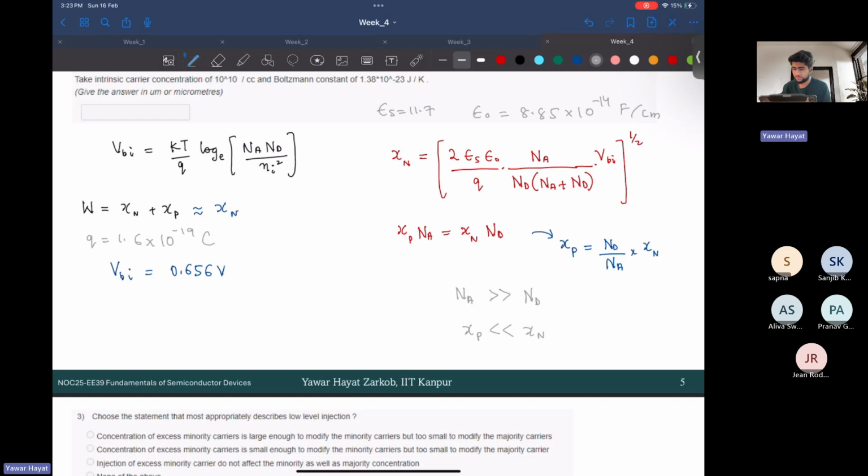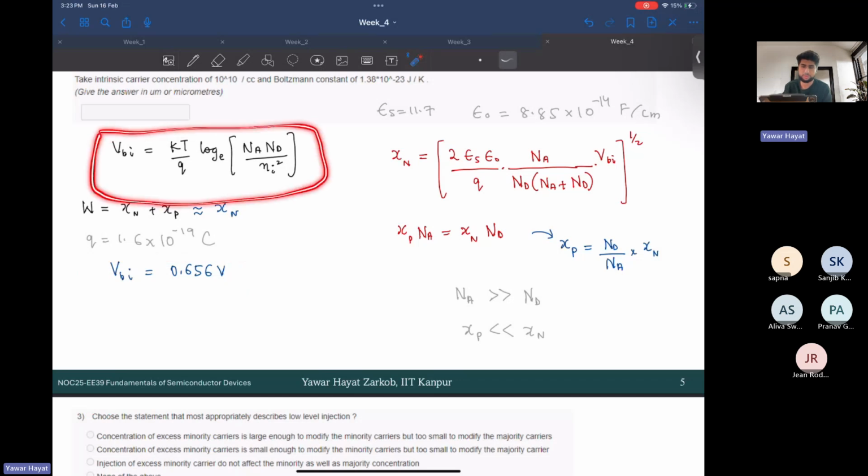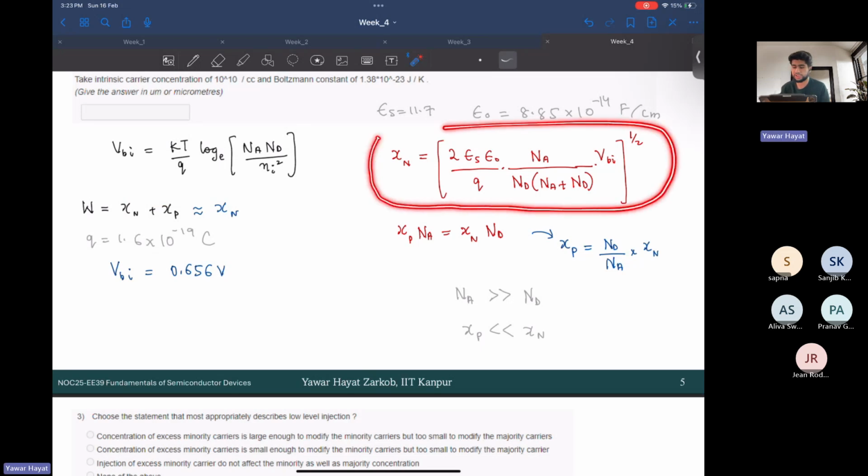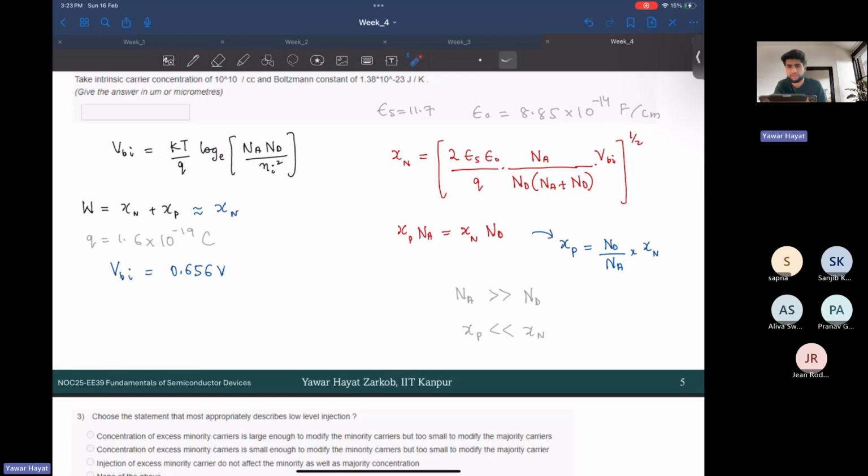Now, q, and VBI I gave you. If anyone wants to compute it, you can by just using this formula. Compute this quantity, take the square root, and let me know what is the exact value.